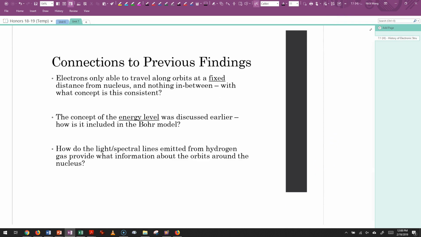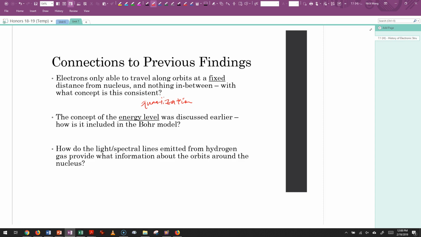Let's bring that back to what we have learned already. First of all, electrons are only able to travel along orbits at fixed distances from the nucleus and nothing in between. What concept is that consistent with? That's consistent with this idea of quanta, right? Quantization. These energy levels are quantized, so you can't have energy levels between other energy levels. There are no in-between spaces that these electrons can orbit. They have to orbit exactly on those energy levels.